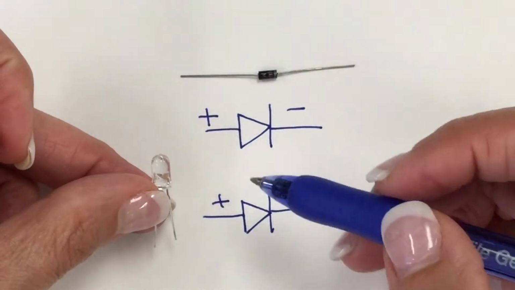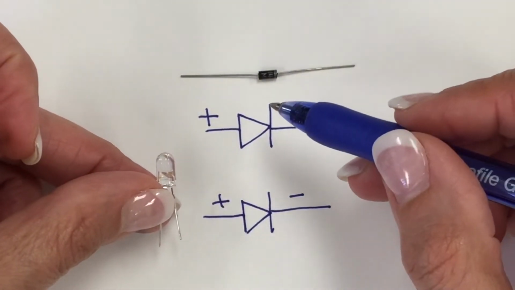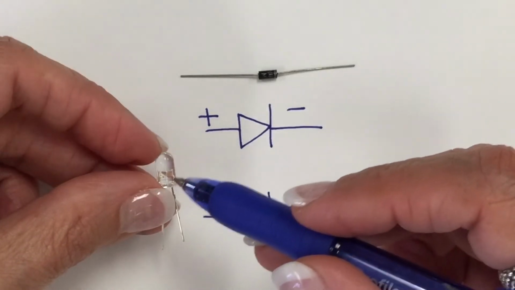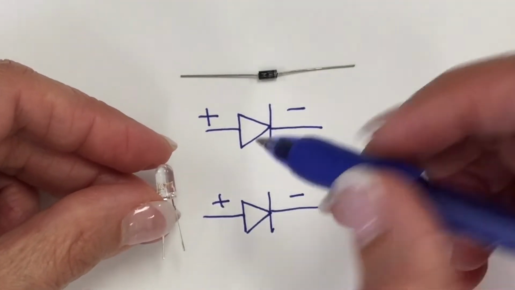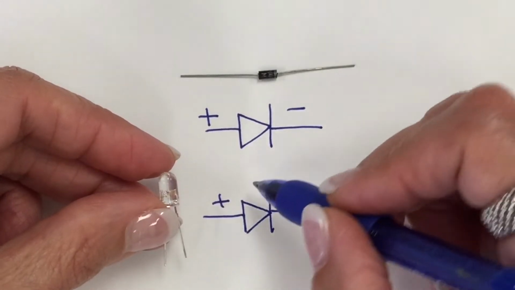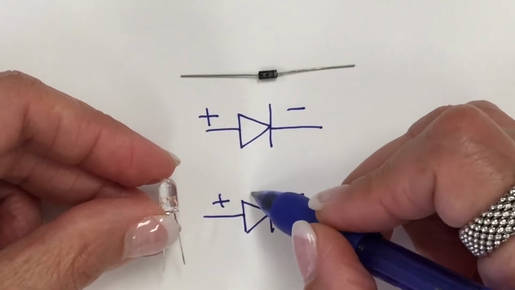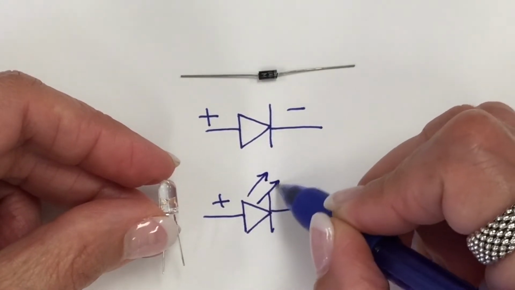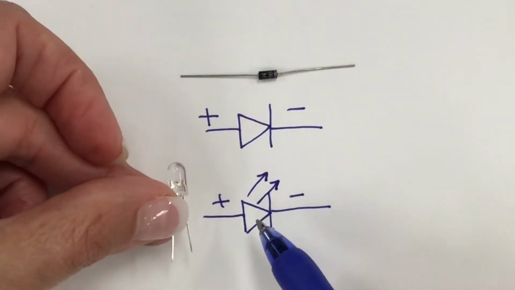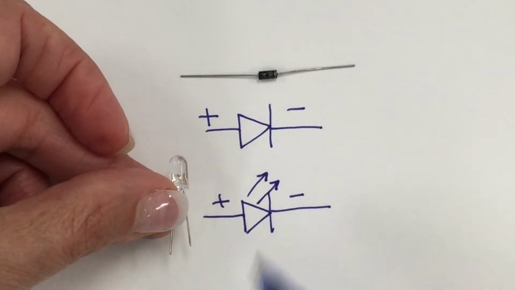The LED symbol is the same as its sibling. The difference is that because it emits light, we are going to have two arrows going out. That is the symbol for the LED.